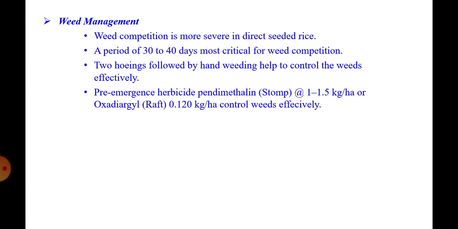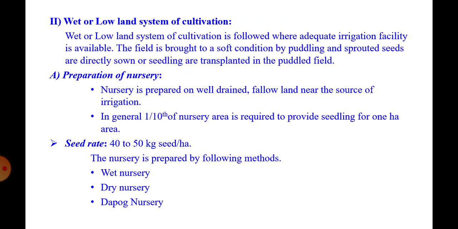Weed management in a semi dry system or dry system. Weed competition is more severe in direct seeded rice. The period of 30 to 40 days is most critical for weed competition. Two hoeings followed by one hand weeding will help to control the weeds effectively. Then we can go for herbicide application also. Pendimethalin (Stomp) at the rate of 1 to 1.5 kg per hectare as a pre-emergence, or oxadiazon at 0.120 kg per hectare, controls weeds effectively.